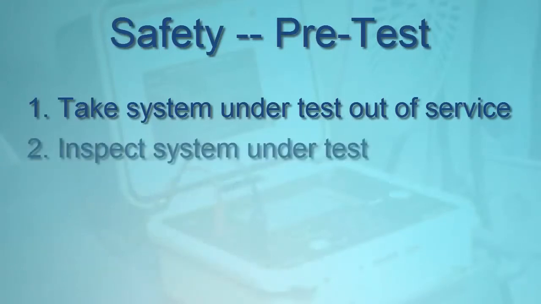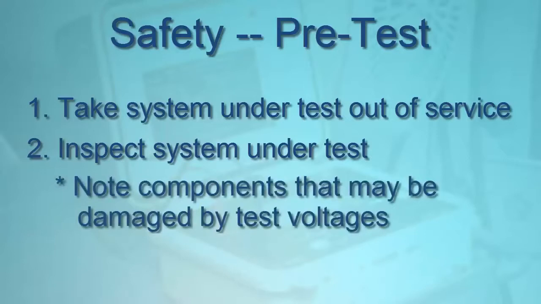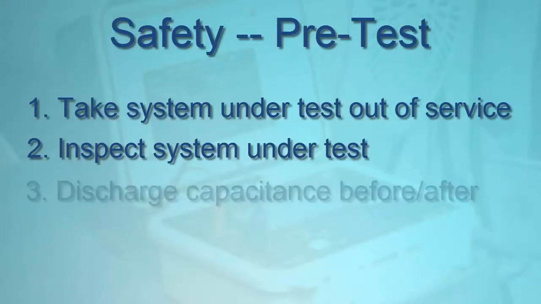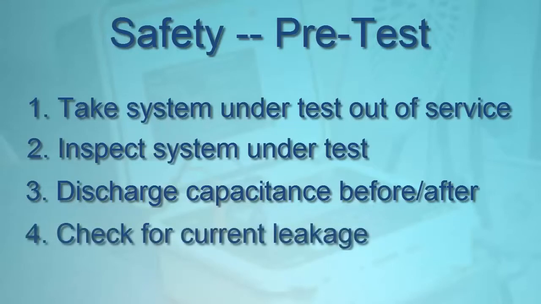Next, perform a thorough inspection of the system under test. In general, the more equipment included in the test, the lower the resistance rating. Therefore, it's critical to inspect the system and understand exactly what you're including in the test. Make note of any equipment that might be damaged by high test voltages, and either adjust the test voltage accordingly or exclude these components from the test. Also, be sure to discharge capacitance before and after conducting an insulation resistance test. Note that AEMC megohmmeters automatically discharge capacitance when not running a test. Finally, check current leakage at switches and other connections.